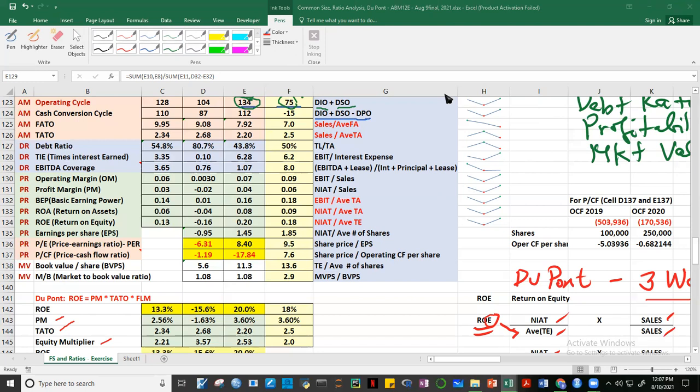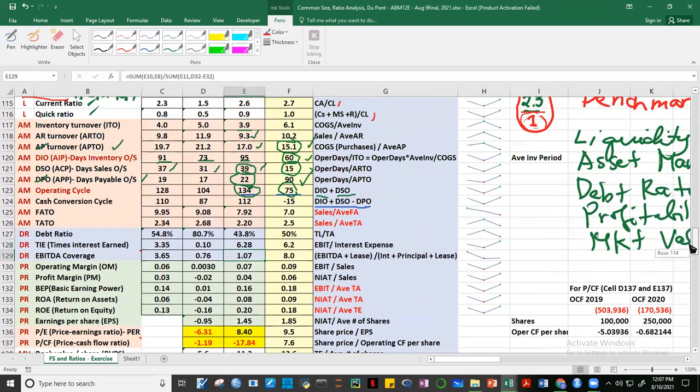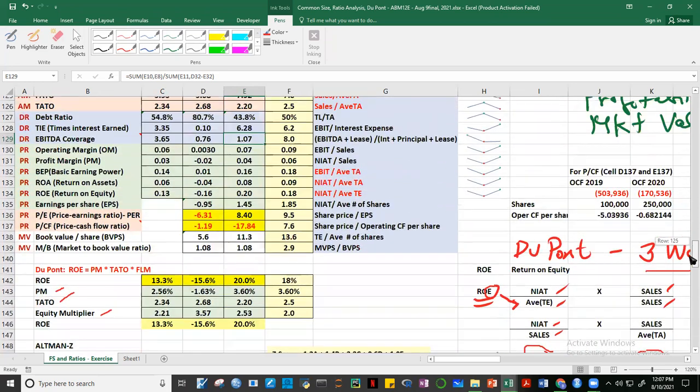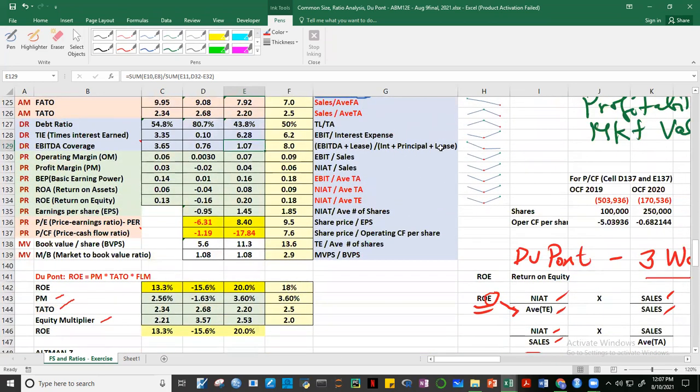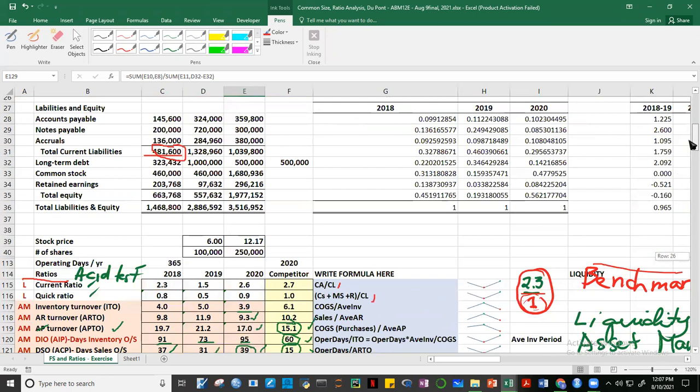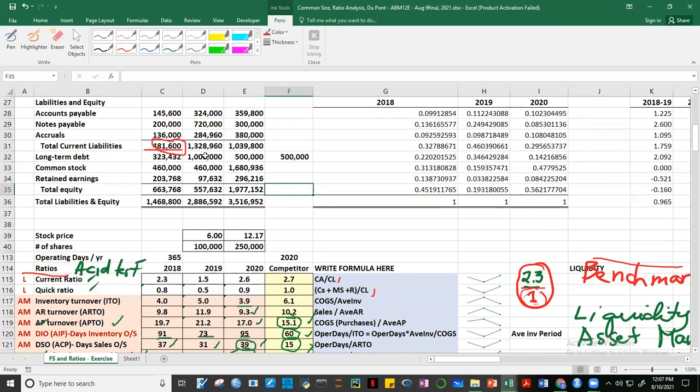Sir, dun sa EBITDA coverage, sino for to? It's Mark po. Mark, sige. Sir, for the EBITDA coverage ng 2020, you just added yung 500,000 sa interest, denominator. Yes, oo. Kasi ang formula natin, interest plus principal plus the lease. Wala tayong lease eh. Ang question, ano yung principal payments natin? Nagbayad ba tayo ng principal noong 2020? Yes. How do I know? Kasi from 1 million yung long-term debt, naging 500.